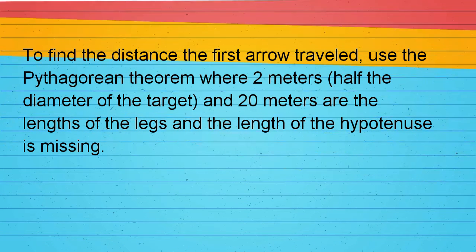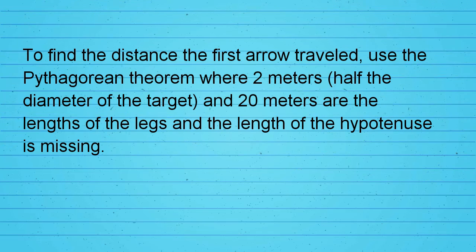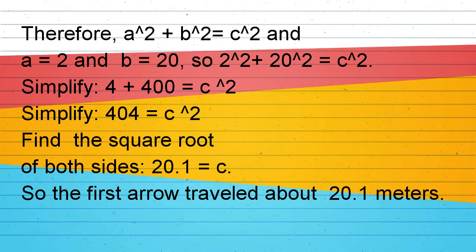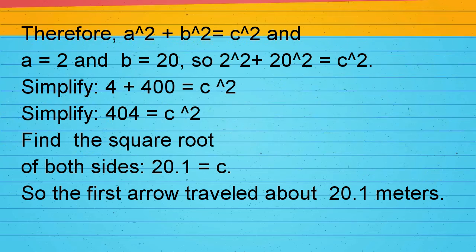To find the distance the first arrow traveled, use the Pythagorean theorem, where 2 meters is the radius of the target, and 20 meters are the lengths of the legs, and the length of the hypotenuse is missing. Therefore, a squared plus b squared is equal to c squared, and a is equal to 2 and b is equal to 20. So 2 squared plus 20 squared is equal to c squared.